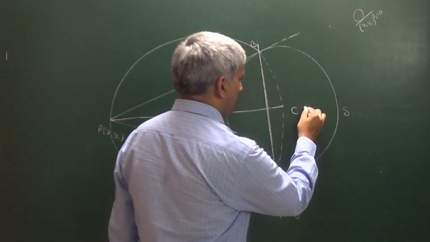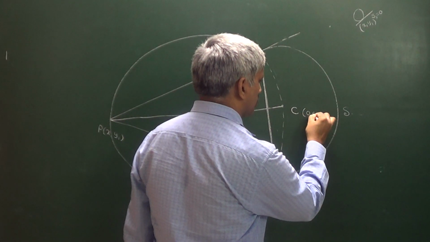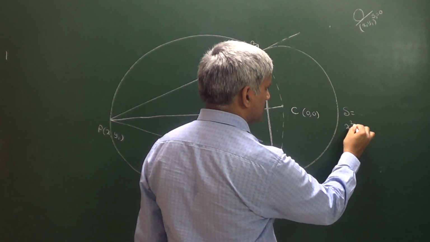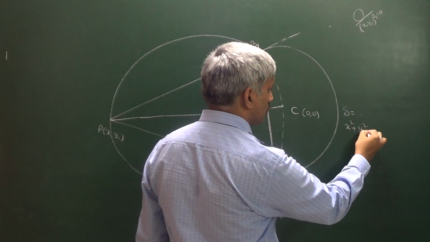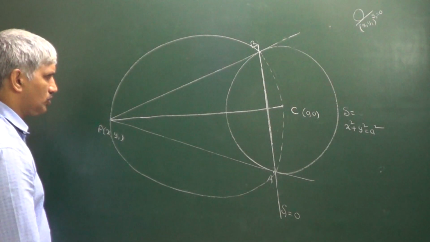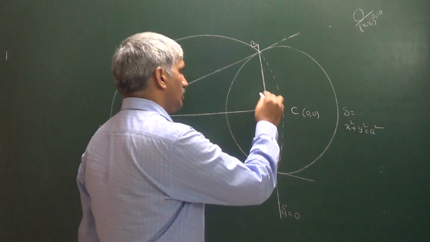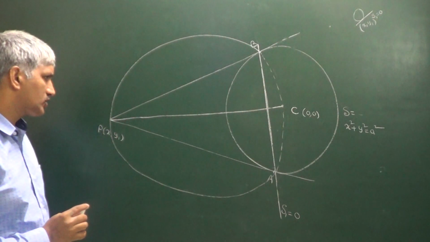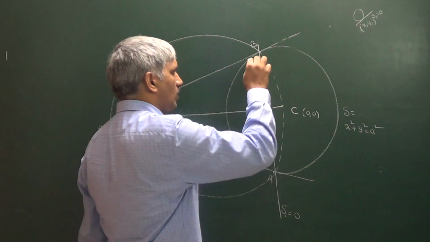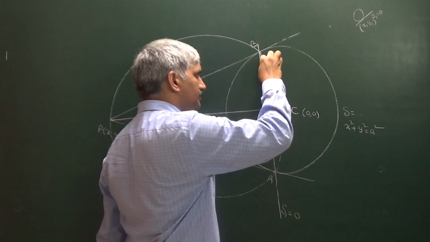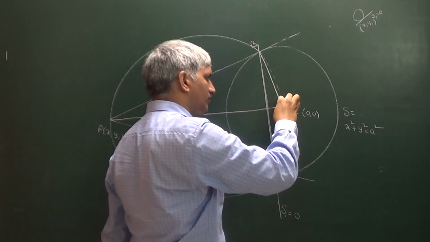Let us take this point, the center of the circle is (0, 0), whereas the circle equation is x square plus y square is equal to a square. Okay, center of the circle is (0, 0). Now observe here, this is the line joining P(x1, y1) to the center. Now what I am doing is B connected with C.